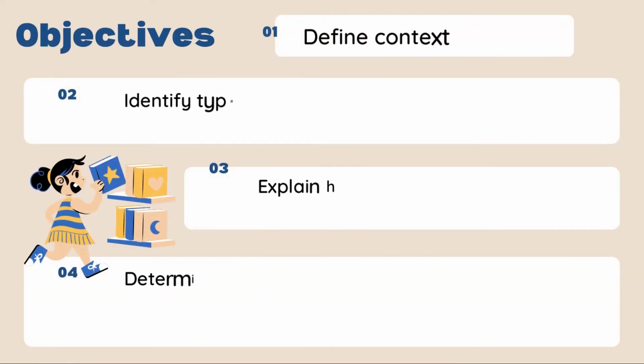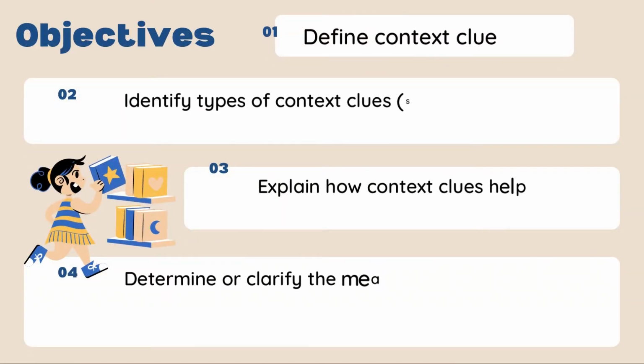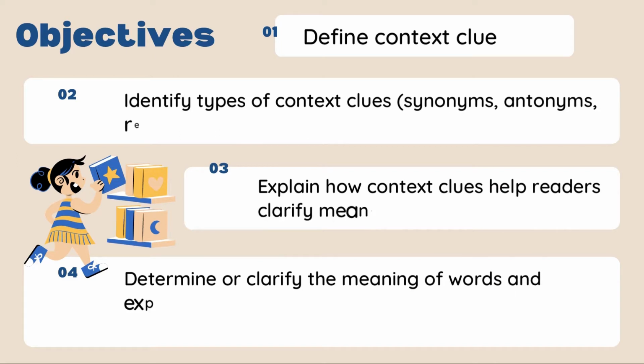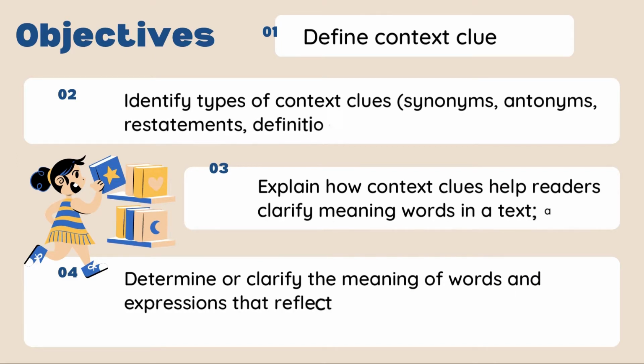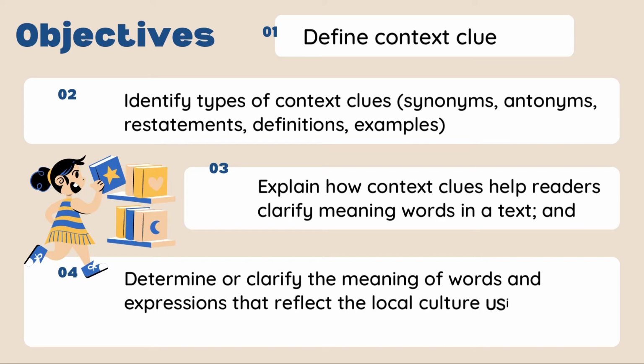Here are the objectives. First, define context clue. Second, identify types of context clues. Third, explain how context clues help readers clarify meaning of words in a text. And fourth, determine or clarify the meaning of words and expressions that reflect the local culture using context clues.